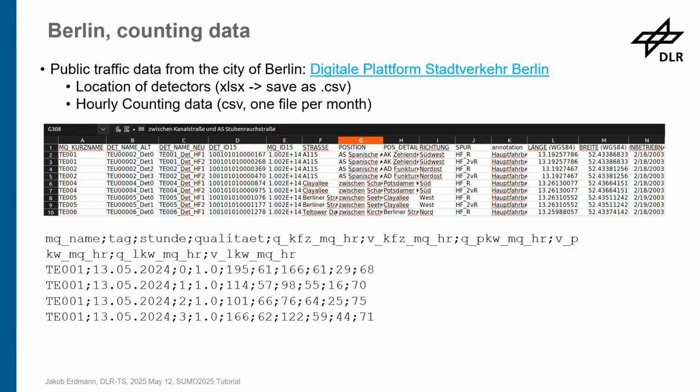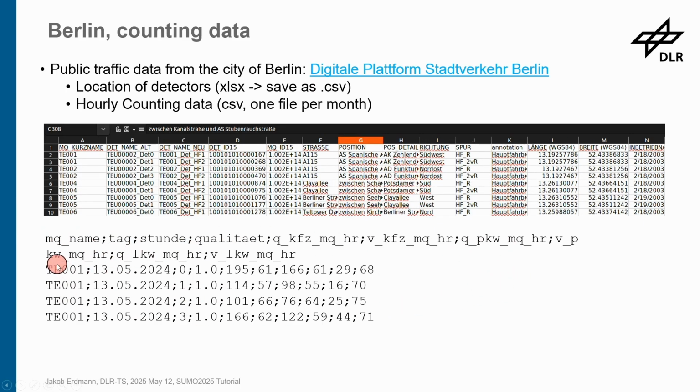In this case, the public data portal from the city of Berlin gave us the following two files. It gave us an Excel file of all the detector locations in the city, and lots of CSV files with hourly counting data for these detectors. This is good enough. So we save the Excel file as comma separated values. This is how it looks.